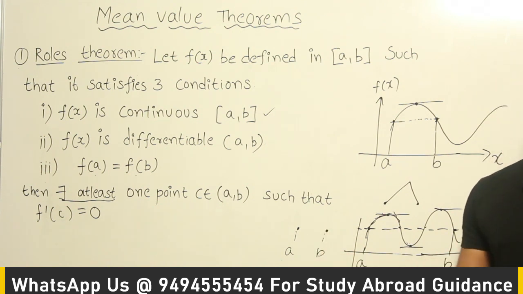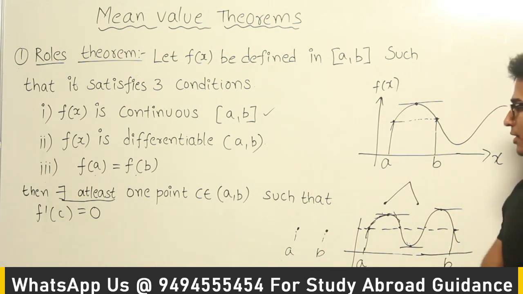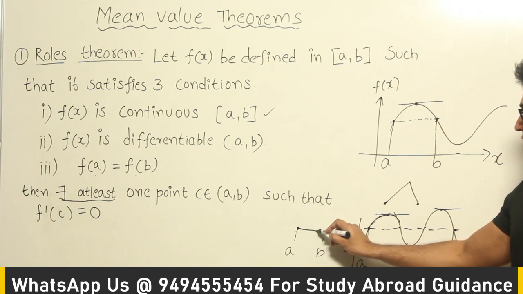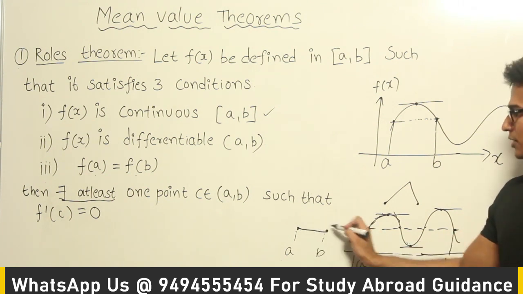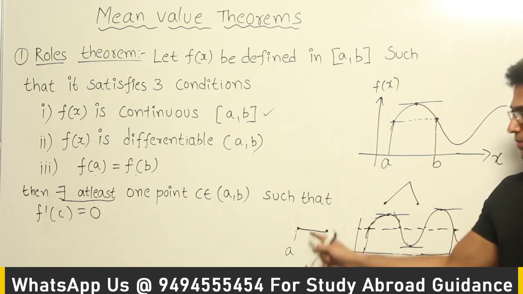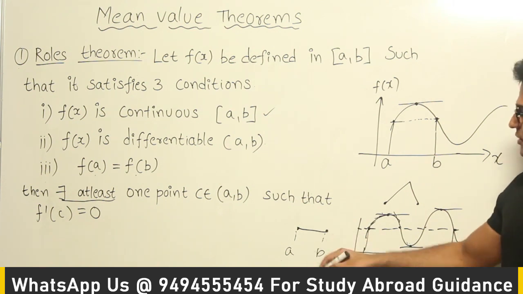Now they are saying that f of a equal to f of b. How can this happen? One way is your function is just a straight line. In this case, at all the points, whenever you draw the tangent, it will be definitely parallel to x-axis. What is the other case?